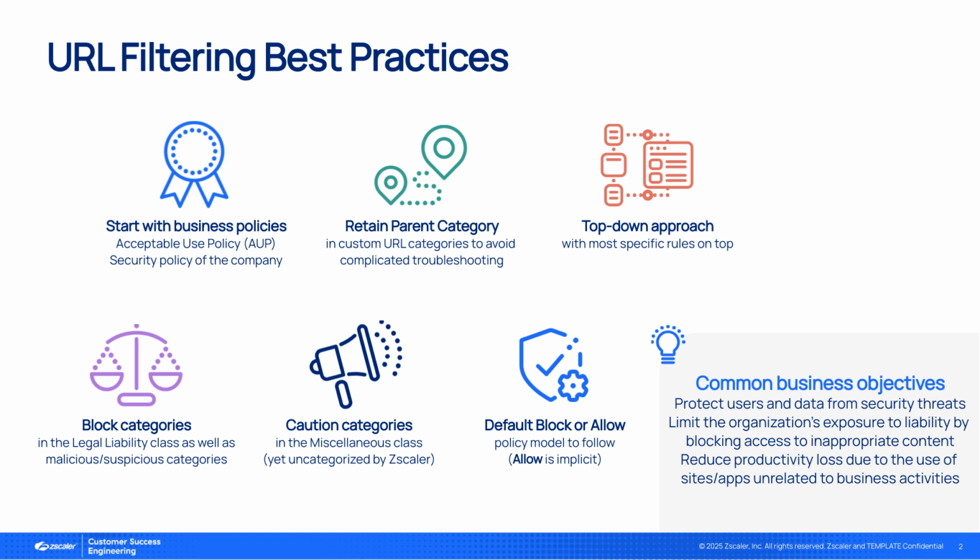Finally, note that the default behavior for the URL filtering module is an implicit allow. You should decide whether this is acceptable or whether you want to configure a default block policy and explicitly allow only select categories.